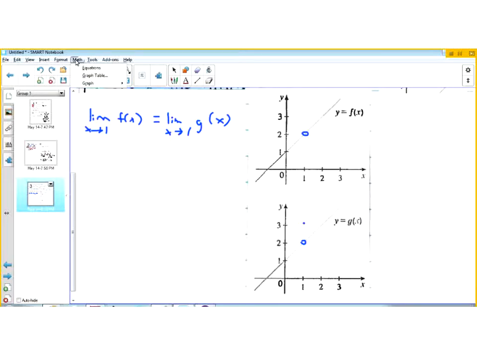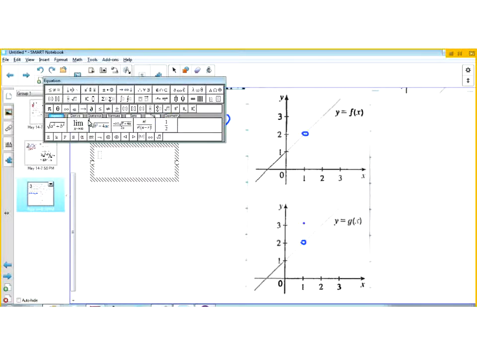Let me try it again. The limit as h approaches 0 of 3 plus h quantity squared minus 9 divided by h. All right, so what is that limit?